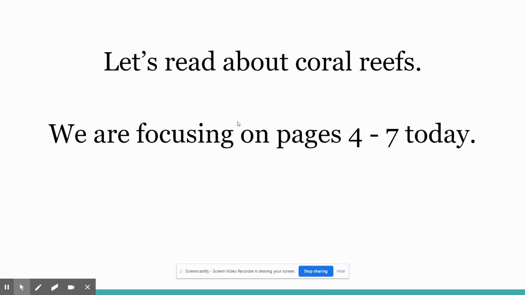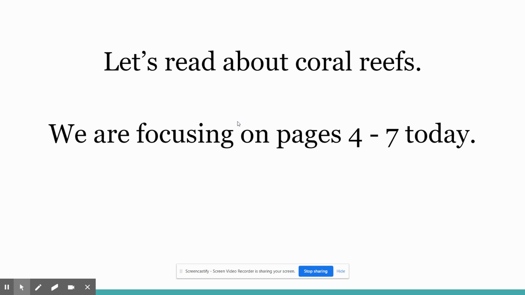Many corals are named for what they look like. Brain corals look like brains. Elkhorn corals look like horns on an elk. Sea fan corals look like open fans. So, again, scholars, we have two photos.